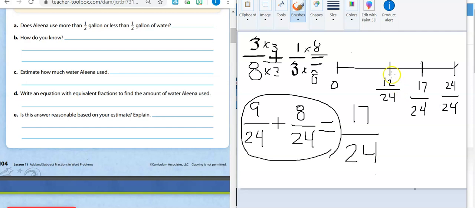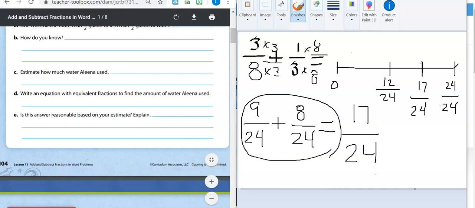So our number line drawn represents one whole broken up into 24ths. Now, our half point or 1/2 will be 12 over 24, which will represent 1/2. And our whole, 24 over 24, which is right here. Now, our answer is 17 over 24. So our answer lies between 1/2, 12 over 24, and 1 whole, 24 over 24. So this means our answer is in fact reasonable based on our estimate. And we estimated that our answer will be between 1/2 and 1 whole gallon.